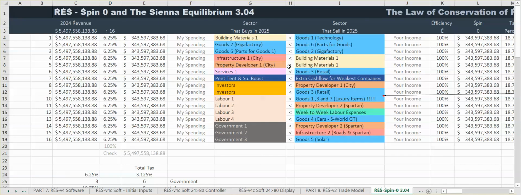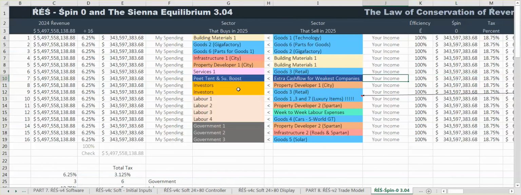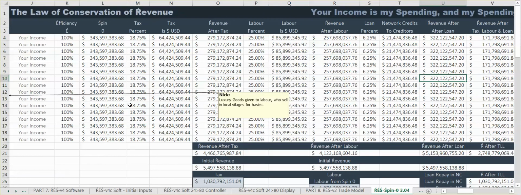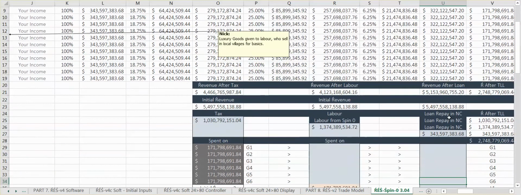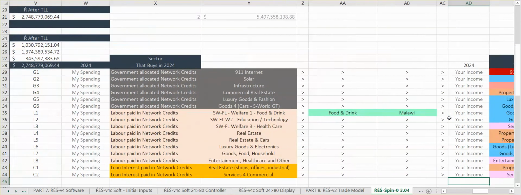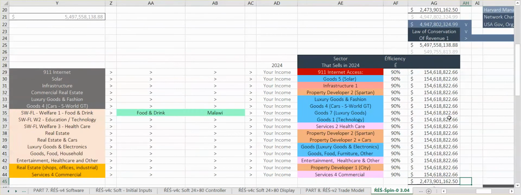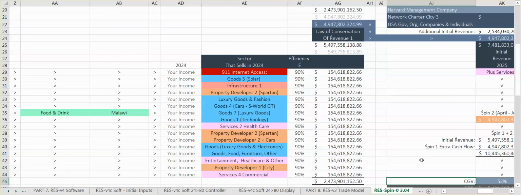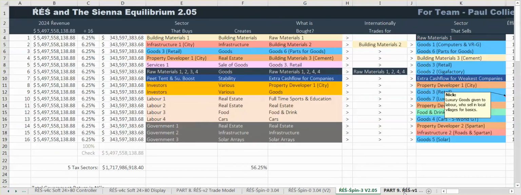Trade model. What we're seeing here is my spending being your income, and from your income, tax, labor, and revenue after loan end up becoming my spending, and buy these things, which then again trade, become your income. Paul Krugman, yes, Paul Krugman, and Paul Collier are very much the inspiration for that spreadsheet. There's 3 different versions of it.